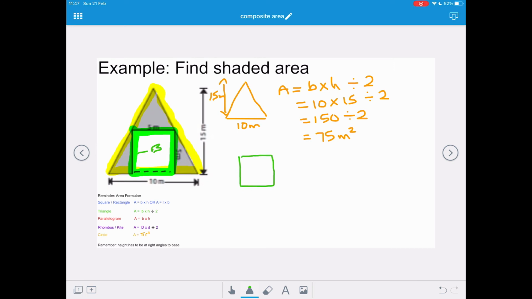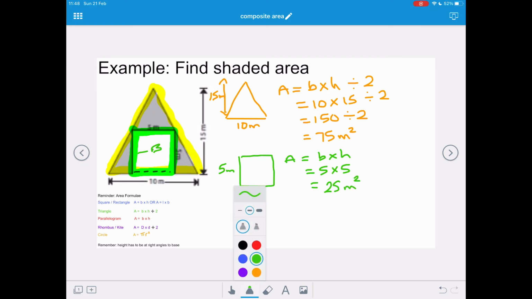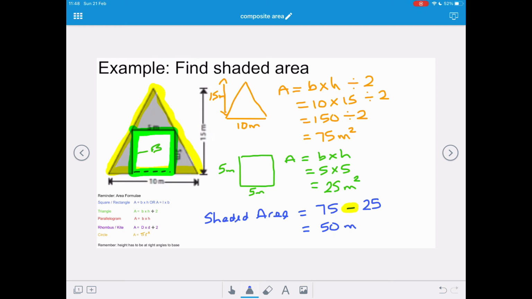Now we need to take away the area of the square, so we're going to need to calculate it, and the dimensions of the square are 5 meters by 5 meters. So A equals B times H, and that's 5 times 5, giving us an area of 25 squared meters. Now be careful at this point because we want the shaded area, so we're subtracting. So the shaded area is going to equal the area of the triangle, 75, take away 25. And it matters what order you do it in, because if you subtract the other way around, you'd get a negative area, which would be impossible. So the shaded area is 50 squared meters.